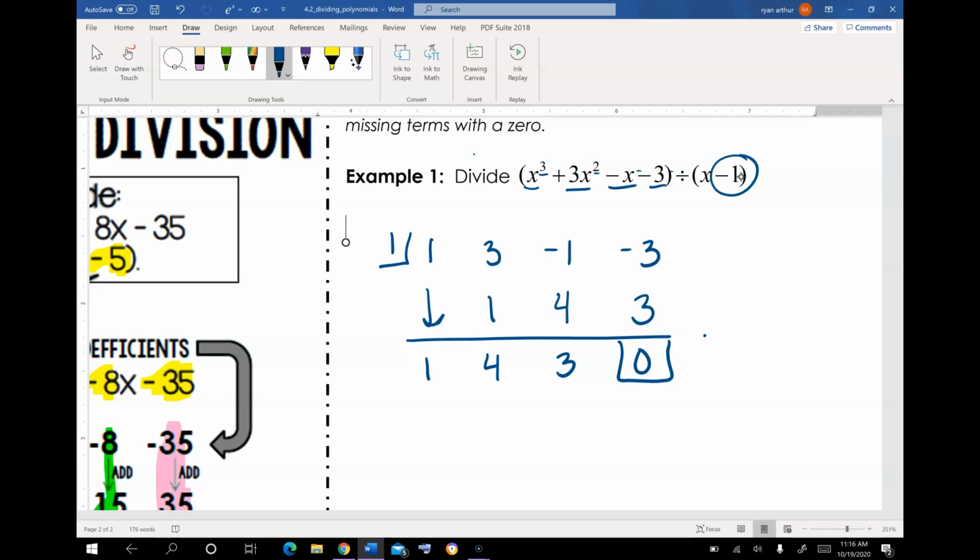Now, this right here in the box, we call that our remainder. And it means something, and we're going to learn about that when we get to our theorems next, okay?